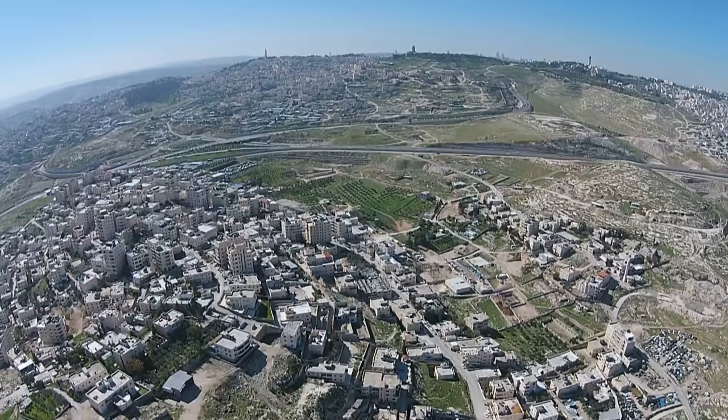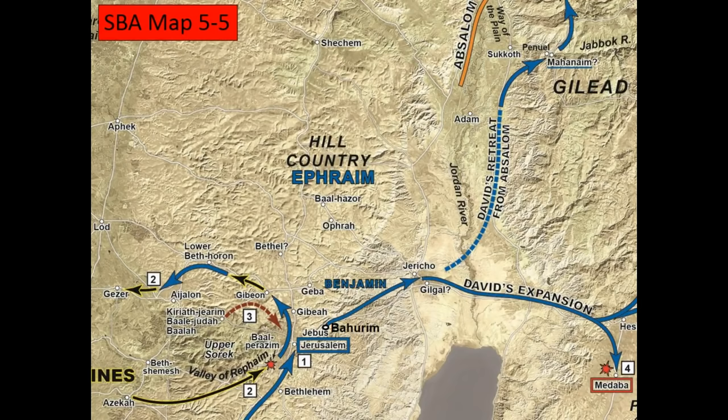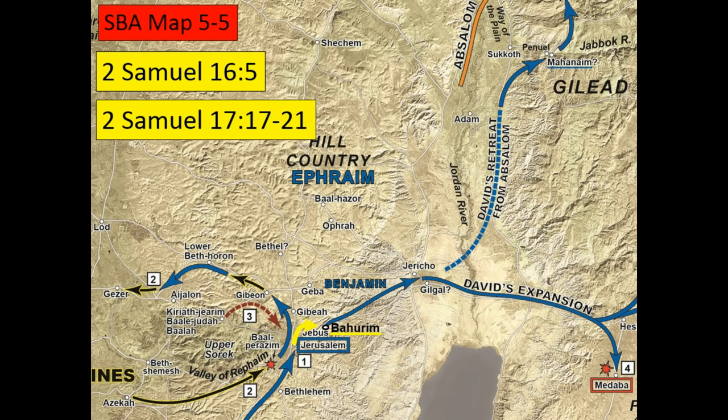As seen on map 5-5, when David fled Jerusalem during Absalom's revolt, he came over the Mount of Olives and passed by Bahurim. At Bahurim, a Benjamite named Shimei came out and cursed David. Also, two spies that David left behind departed from Jerusalem and hid in a cistern in Bahurim before joining David further east near the Jordan River. David then forded the Jordan River and made his way into Gilead.